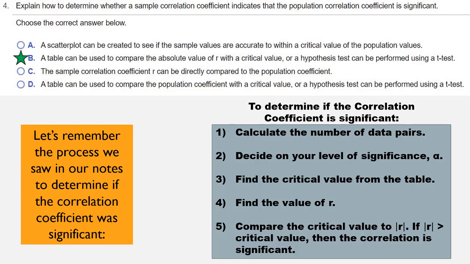Now, we didn't talk about the hypothesis test and the t-test because we haven't done chapter 7 yet, so that might have thrown you off a bit. But we did talk about comparing the absolute value of R with the critical value, so that's really the only one that fits here. And that's your answer.